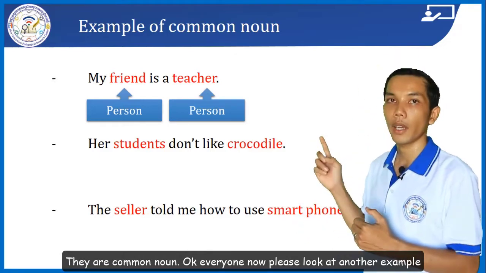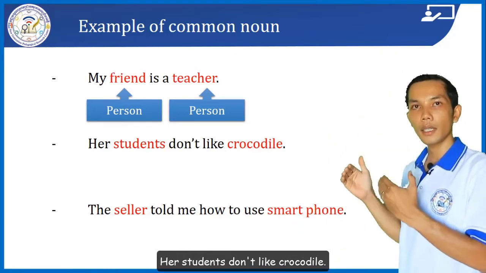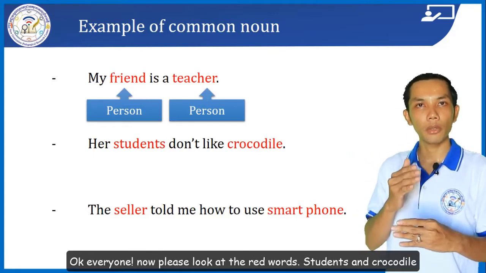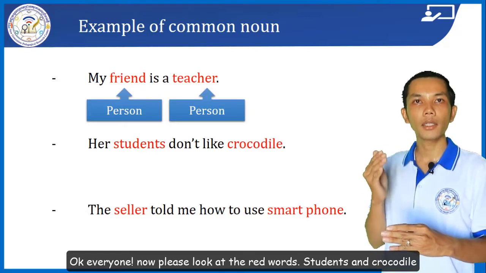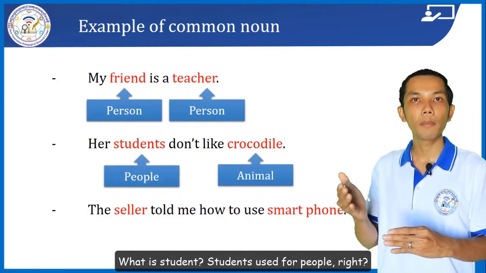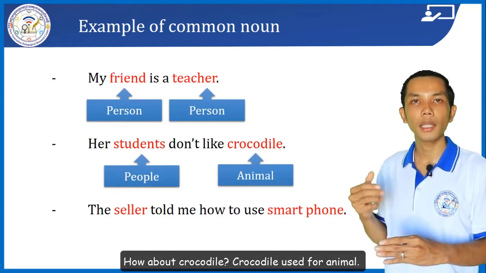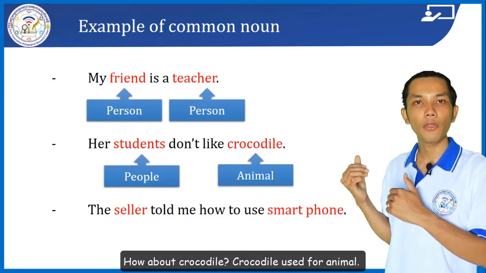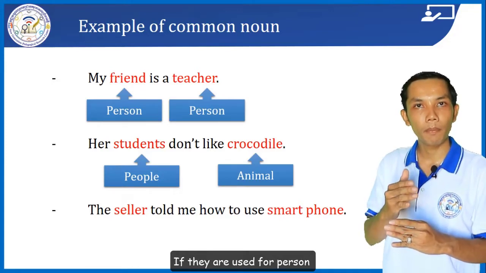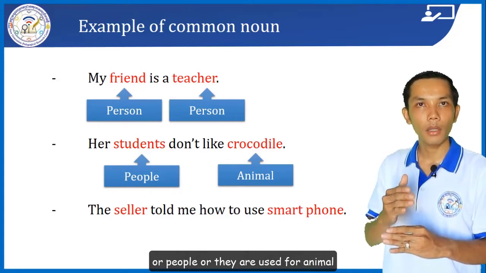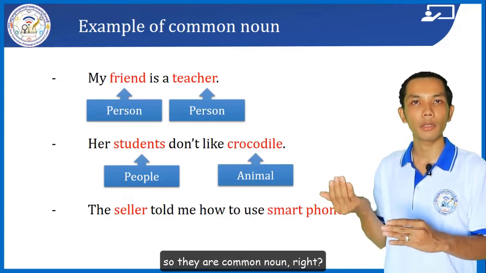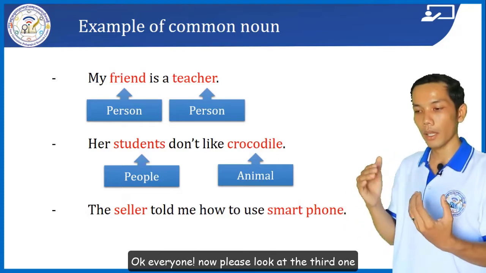Okay, everyone, now please look at another example. Her student don't like crocodile. Now please look at the red words, student and crocodile. What is student? Student is used for people, right? How about crocodile? Crocodile is used for animal. Okay, if they are used for person or people, or they are used for animal, so they are common nouns, right?